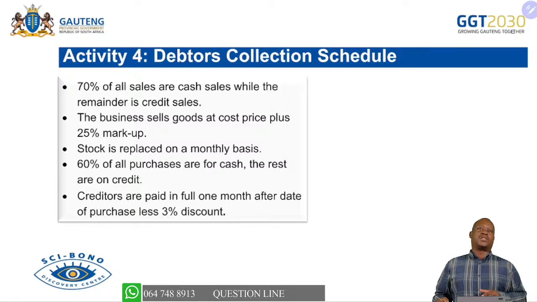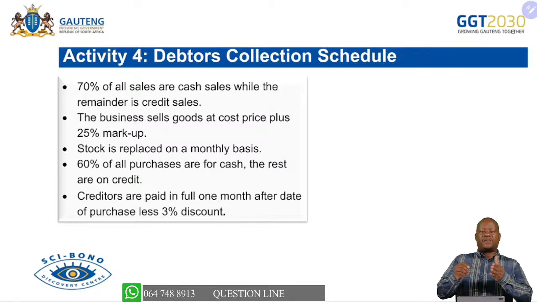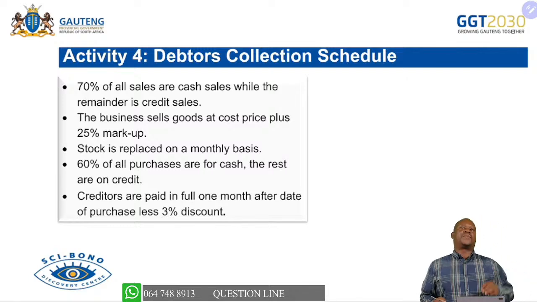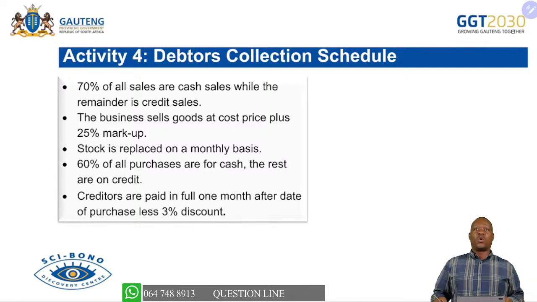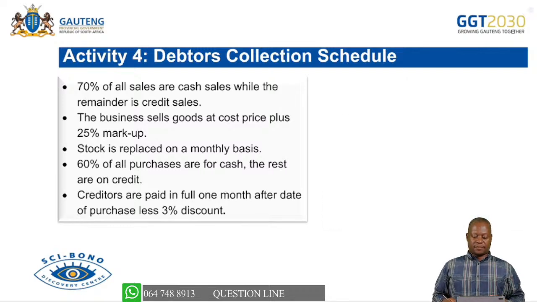And then they are also saying creditors are paid in full 1 month after the date of purchases, less 3% discount. So we buy in January, we pay in February, all of it less 5% discount. So that's the way it is.